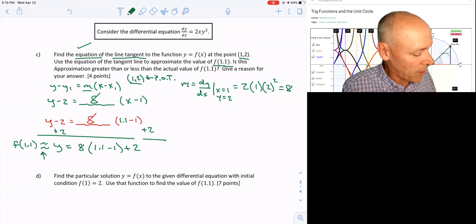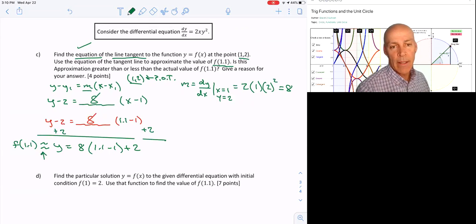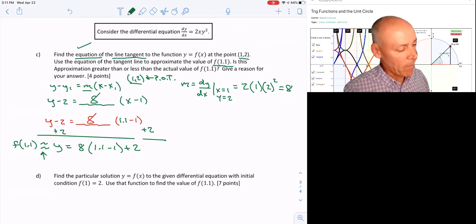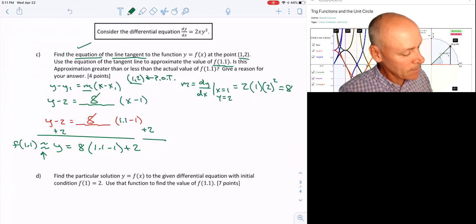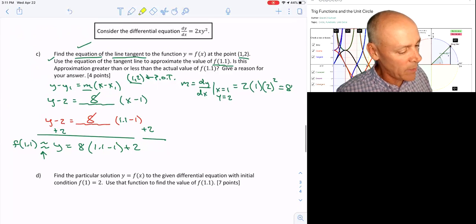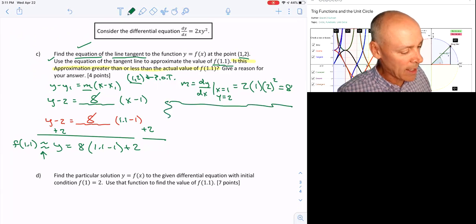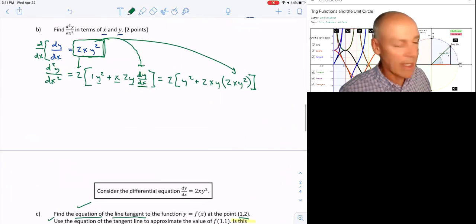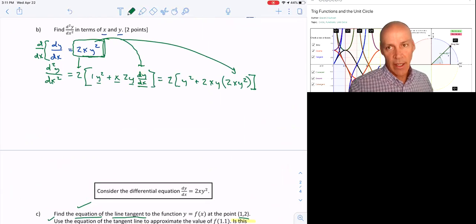Notice I'm using that approximation symbol right there. Okay, all right, now I got to keep reading. So that was the second part. Now the last part says, is this approximation greater than or less than the actual value of f at 1.1? Okay, well, what I'm going to look at there is the concavity of function f. And what's going to tell me about the concavity of function f? That's right, my second derivative that I found in part B.